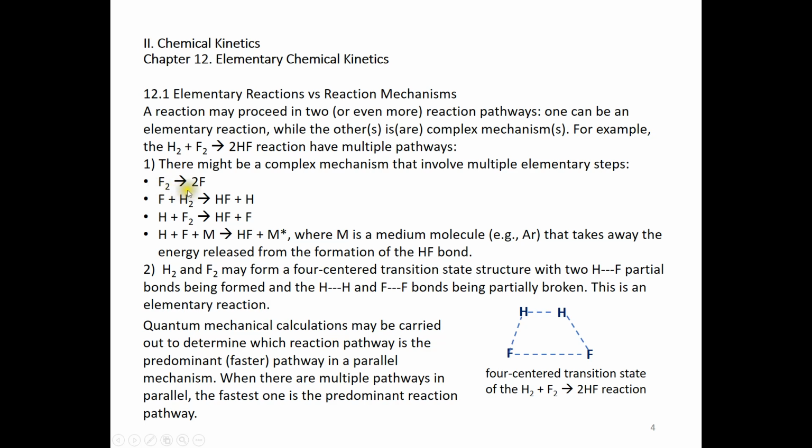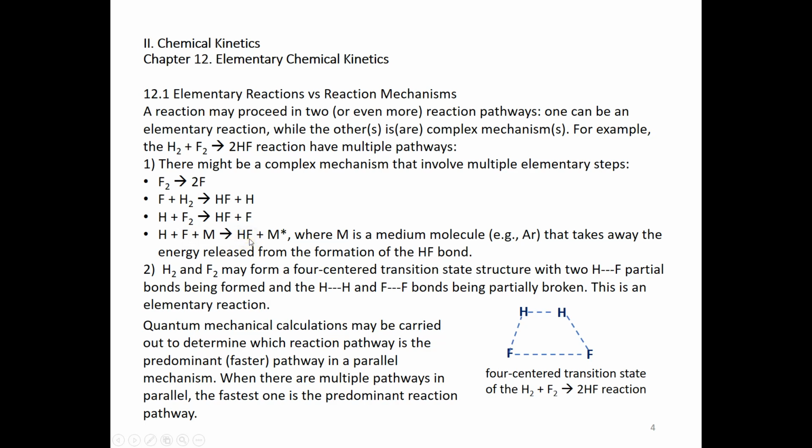Step 1, we can break a fluorine-fluorine bond to generate a fluorine radical. So this is considered initiation. And then propagation, fluorine can react with H2 to form hydrogen fluoride and H radical. H radical can react with F2 to form hydrogen fluoride and F radical. And then this F radical can react with H2 again. So we have these two propagation reactions going on. In the end, the hydrogen radical and the fluorine radical form a bond, and we get hydrogen fluoride.